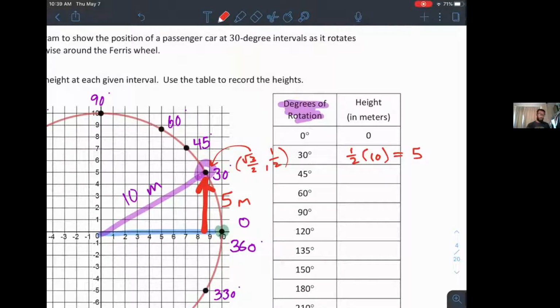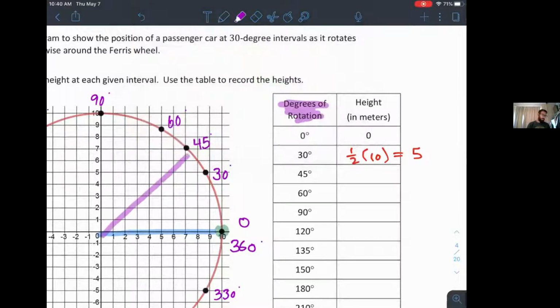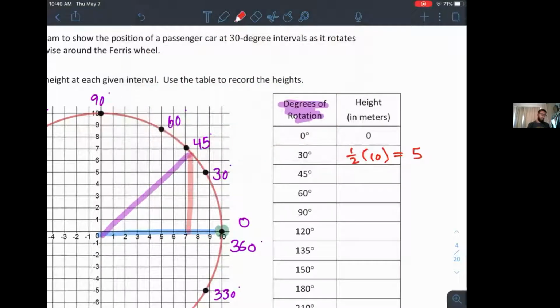Okay, flashback to the unit circle again. Now we're not focusing on a 30-degree movement, but a 45-degree movement. Here's our 45-degree movement. The car continues to move up and up and up. That would be the radian measure, but again, we are focused on the height, so I want to figure out that right there. So what is the height in meters?